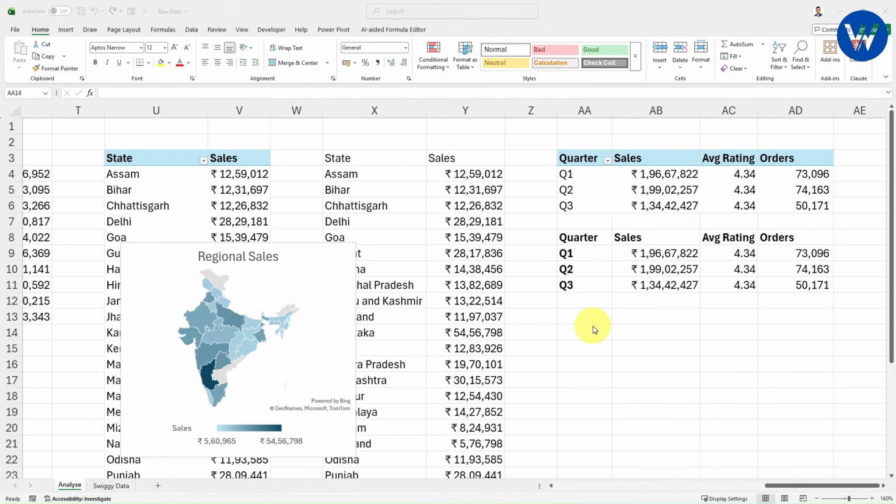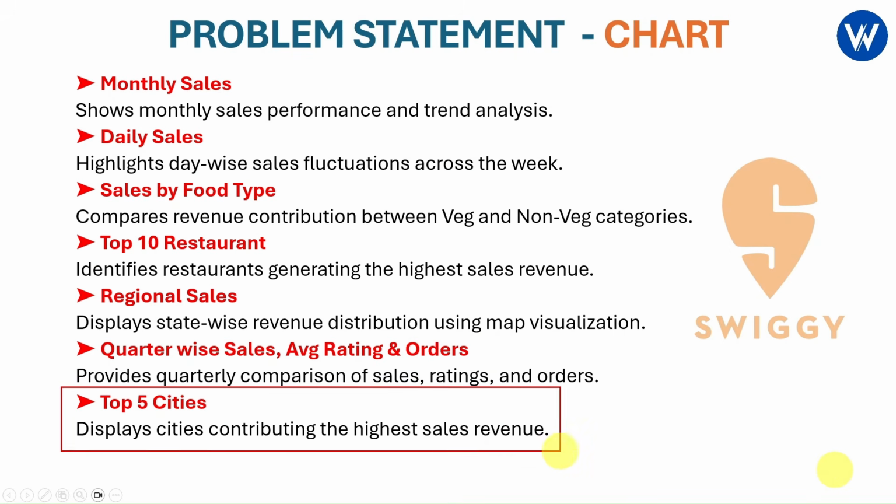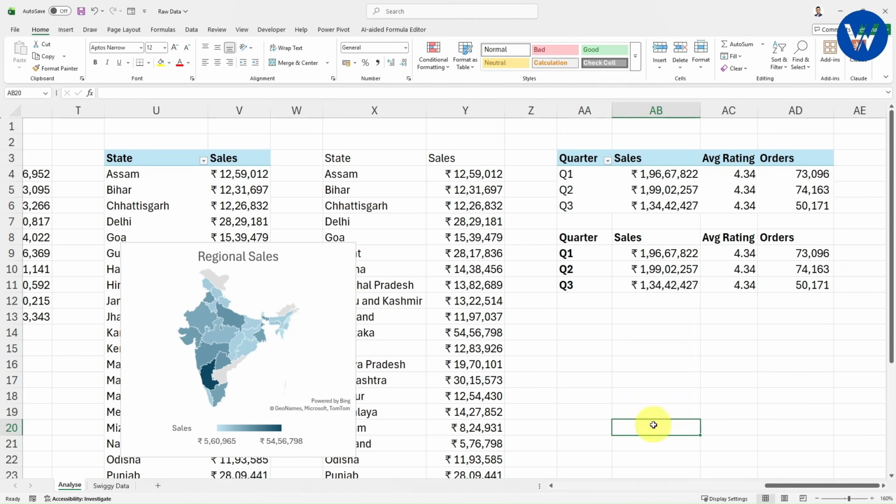Now finally we will see the last visual of this dashboard. The last visual is we need to find top 5 cities. Display cities contributing the highest sales revenue. So basically we need to filter the pivot table. Now let me show you how you can find the top 5 cities. It is very simple, guys.